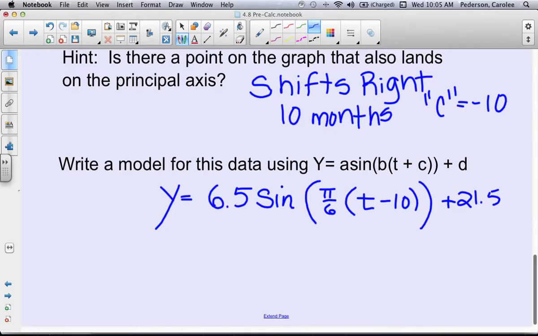And this is what you'll do in your homework, is you will be given a set of data, you will graph that data, you will find the pieces to the equation and write what the equation actually is.